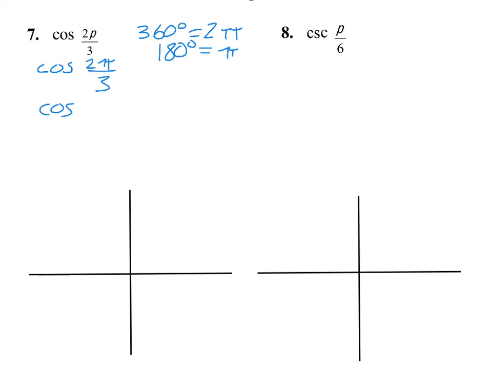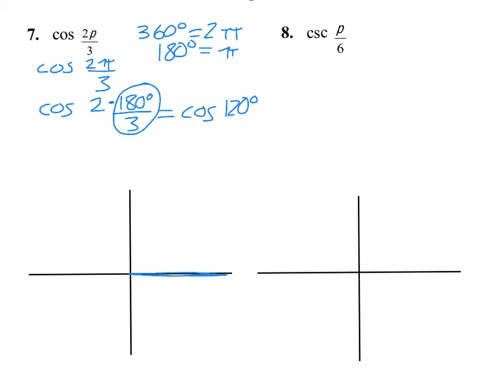So what you could do is convert this to degrees. So this becomes 2 times 180 divided by 3. 180 divided by 3 is 60. 60 times 2 is 120 degrees. So now we're just going to figure out what cosine of 120 is.